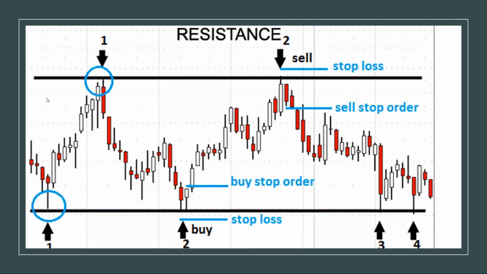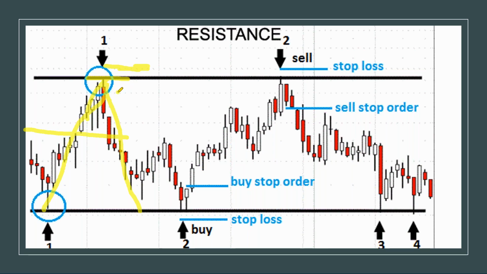Now, keep imagining that this is the elevator. When we start at the ground level and move up, as we moved through the first floor and got up to the second floor, we could decide the odds are in our favor, it's going to go back down to that ground floor again. Okay, so if we were to put a stop loss to say it's not going to climb any higher, we'd put it slightly above that second floor.